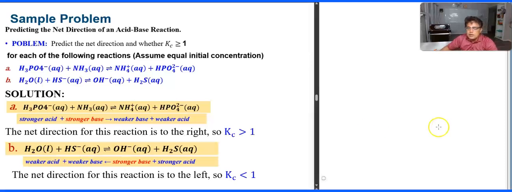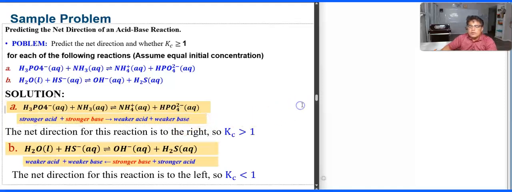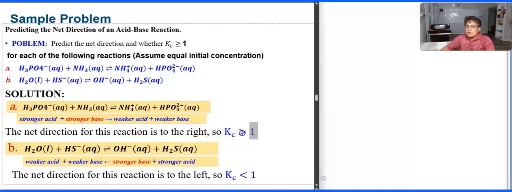Okay guys, so this is the weaker acid, right? It can donate the hydrogen. This is the base, sorry. So now NH3 is stronger than HPO4 2 minus. Oh no, this is acid, sorry, this is acid, guys. H3PO4 is acid, HPO4 2 minus is base. That's fine now. So this is stronger than this one, and that is stronger. So strong gives you weak, that's why Kc will be greater than 1.